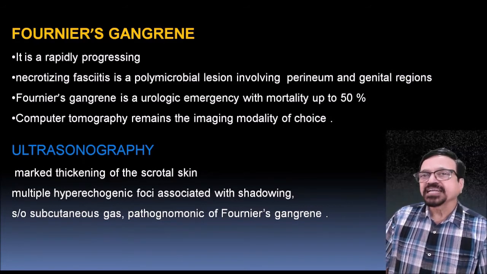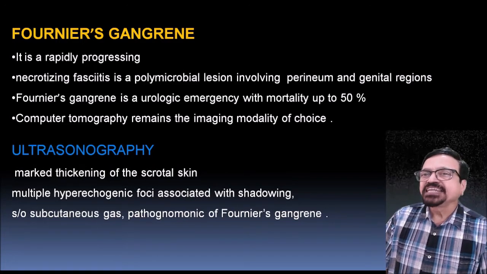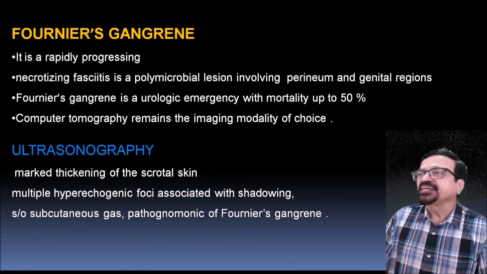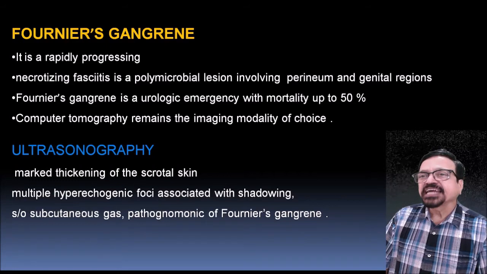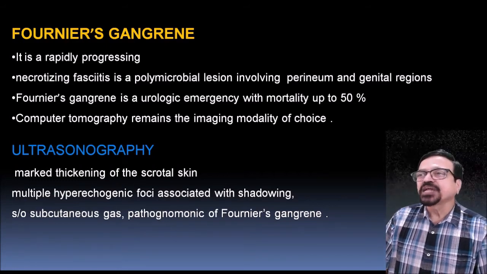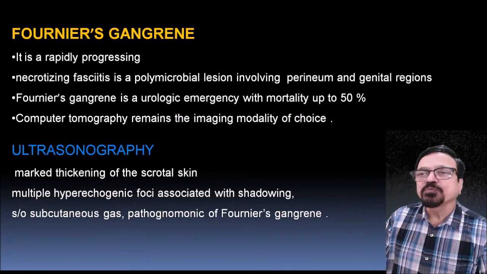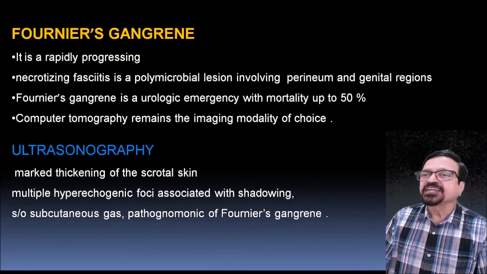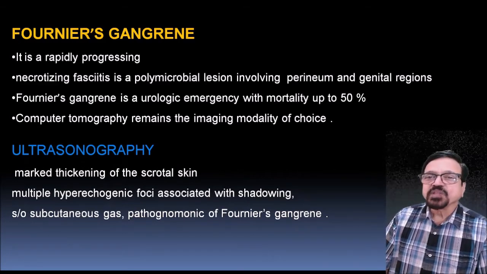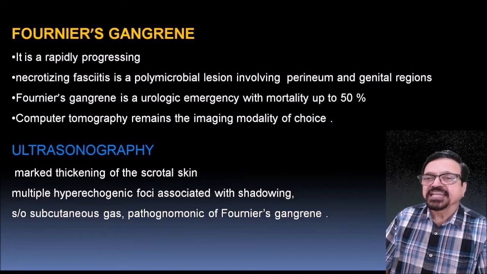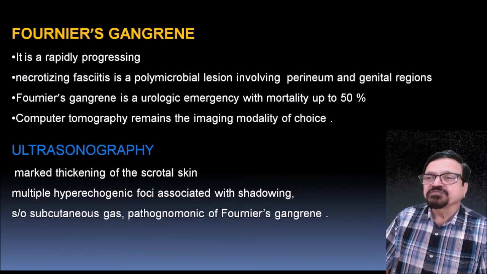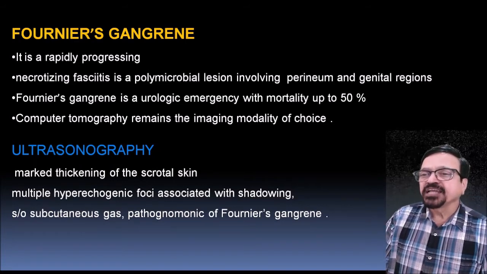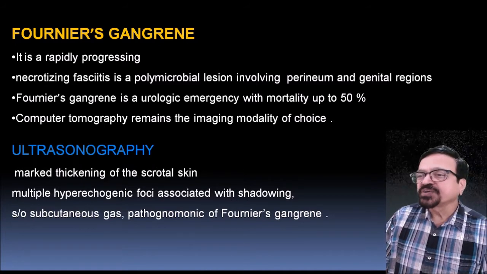It's a rapidly progressing lesion. Necrotizing fasciitis is a polymicrobial lesion involving the perineum and genital regions. Fournier gangrene is a urological emergency with mortality up to 50%. Computed tomography remains the imaging modality of choice. However, there can be ultrasound findings. What it shows is marked thickening of the scrotal skin, then multiple hyperechogenic foci associated with shadowing, and subcutaneous gas formation, which is pathognomonic of Fournier's gangrene.